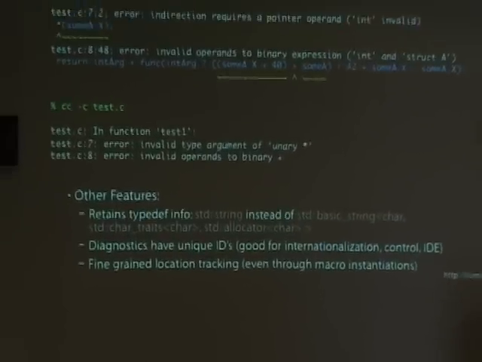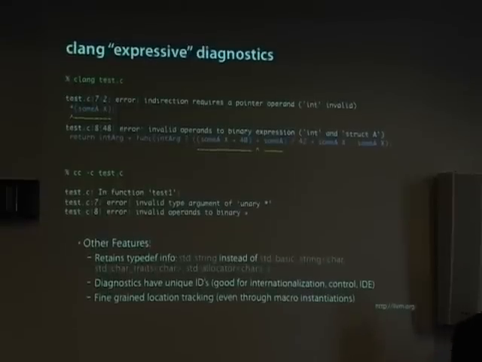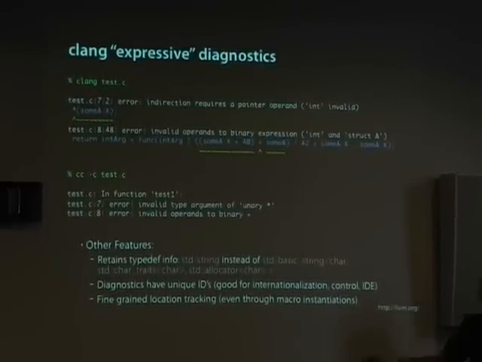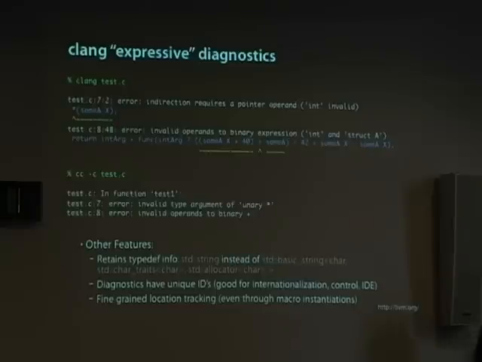So for example, each diagnostic has a unique ID, so you can control them on a per instance basis, you can group them, things like that. The location tracking is actually better than column information because if a token came from a macro expansion, we both know where the macro expansion is and where the token came from, for example, and so we actually track that information, which requires more bookkeeping, but it's very important for certain clients like refactoring. If you want to refactor code, knowing that something came from a macro expansion is really important, right? Because you need to throttle back what you're doing or handle it.